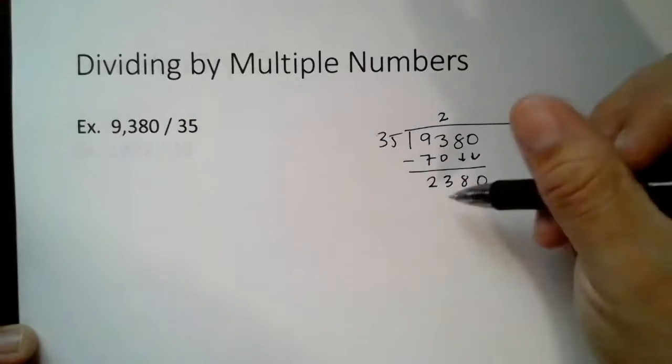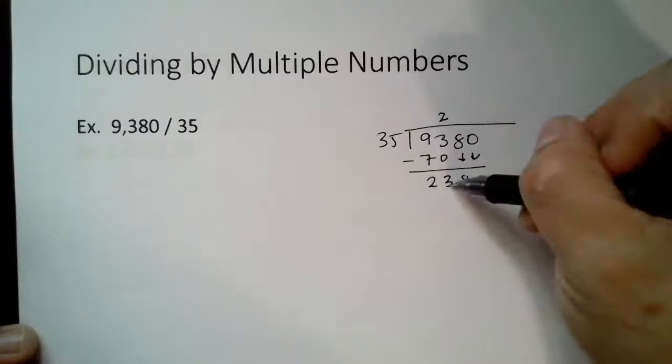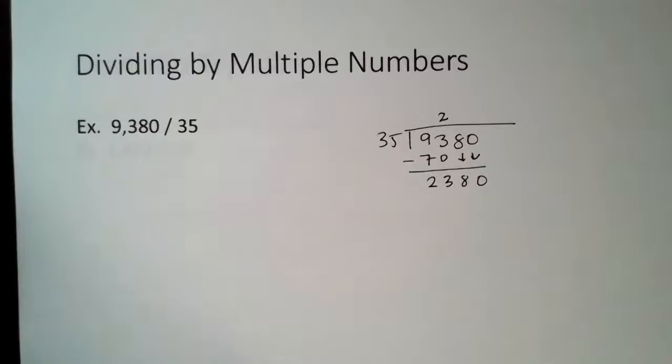35 does not go into 23. In fact, it goes into 238. How many times? If I try to guesstimate, you know it's going to be less than 10, because 10 times 35 would be 350, and 9 would be too big for our purposes. 8 would be too big also, because 8 times 35 would be 280. So what about 7?